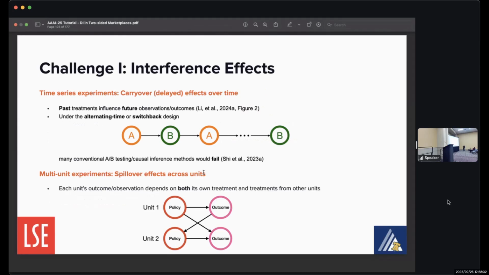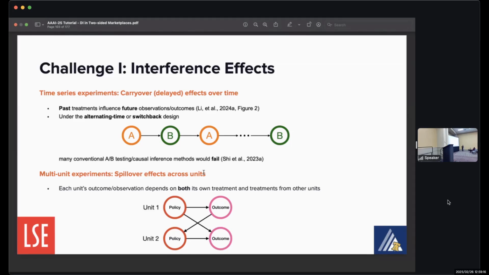That's the order dispatching example. If you remember, we assign different order dispatching policies over time. Essentially, what those carryover effects mean is that past treatments not only affect the past outcomes but the future outcomes as well. Because of that, many of the conventional A/B testing or causal inference methods would fail to capture those carryover effects. Later, I will give you a detailed example, using ride sharing, to illustrate why we have those carryover effects in these applications.